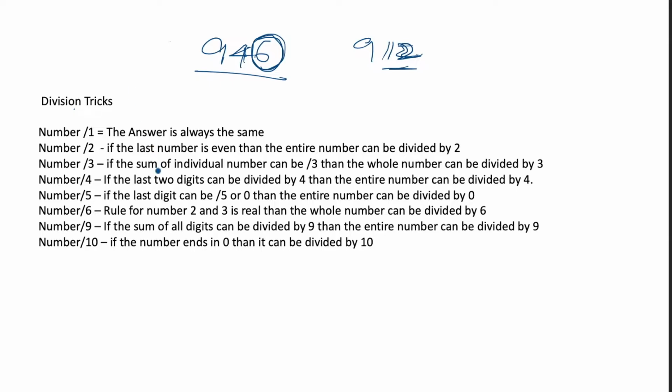For division of 5, if the last digit is either 5 or 0, it can be divided by 5. So 912 definitely cannot be divided by 5 because the last digit is not 5 or 0.